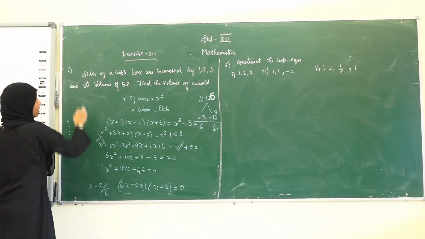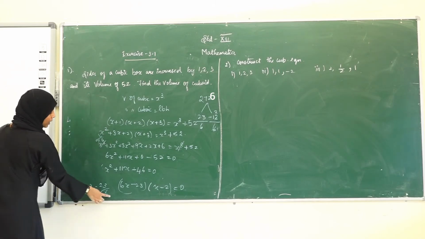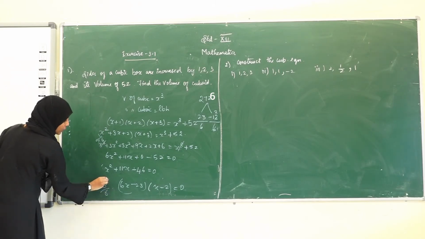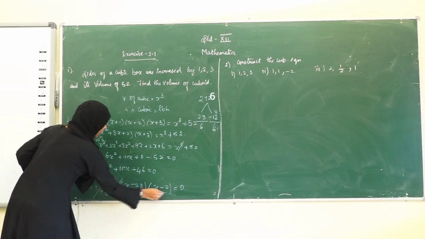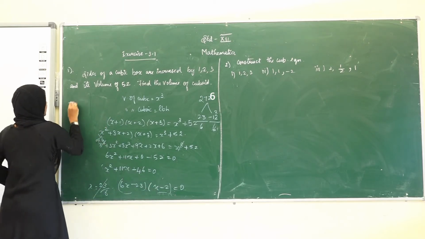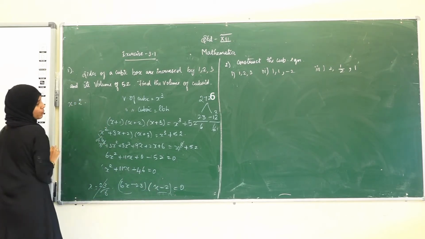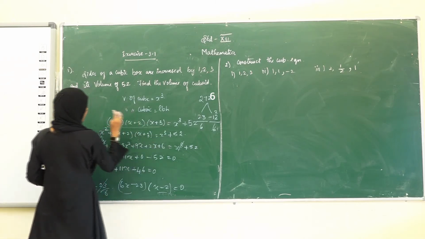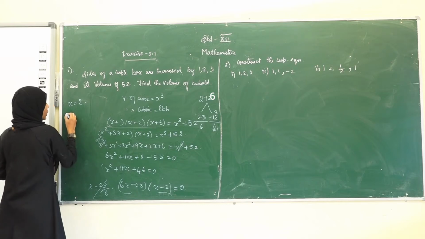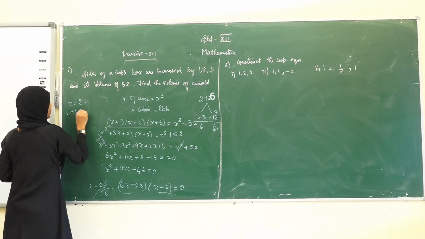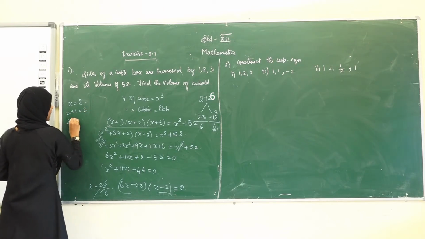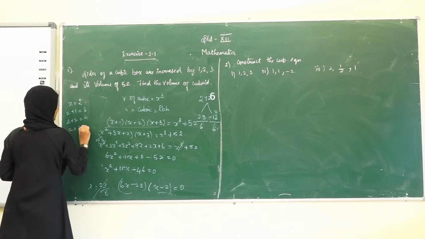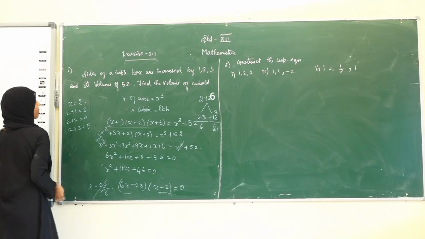See, a side of the cuboid cannot be this value, this is not possible. So the value of x is x is equal to 2. Okay, when x is equal to 2, we can find the three sides of the cuboid. So first side is 2 plus 1 is equal to 3, and the second side is 2 plus 2 is equal to 4, and the third side is 2 plus 3 is equal to 5.